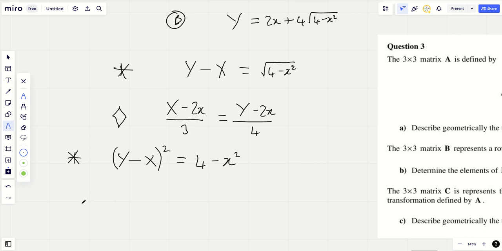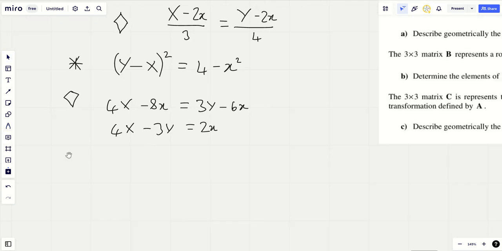Yeah, that's kind of nice. Now let's look at diamond, because I think diamond I'll have a bit more luck making curly x a subject. I can say 4 capital X minus 8 little x equals 3 capital Y minus 6 little x. Yeah, and then I can group the x's together. So I can get 4 capital X minus 3 capital Y is going to be 2x.